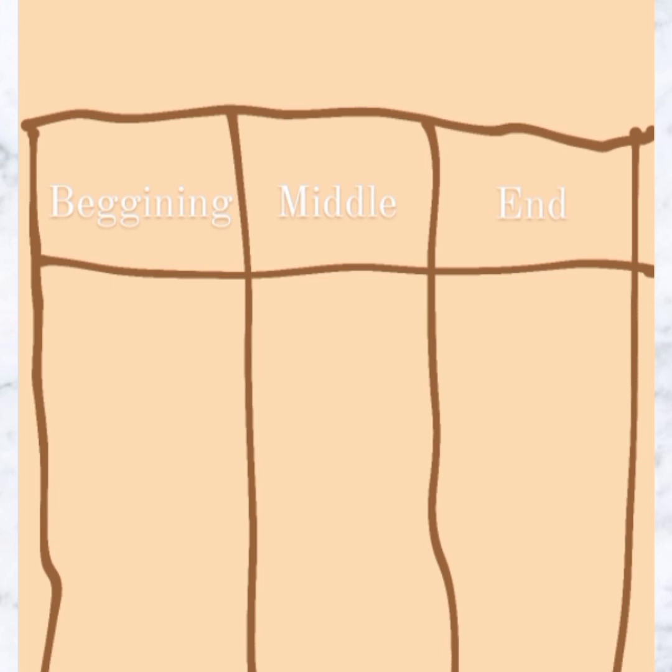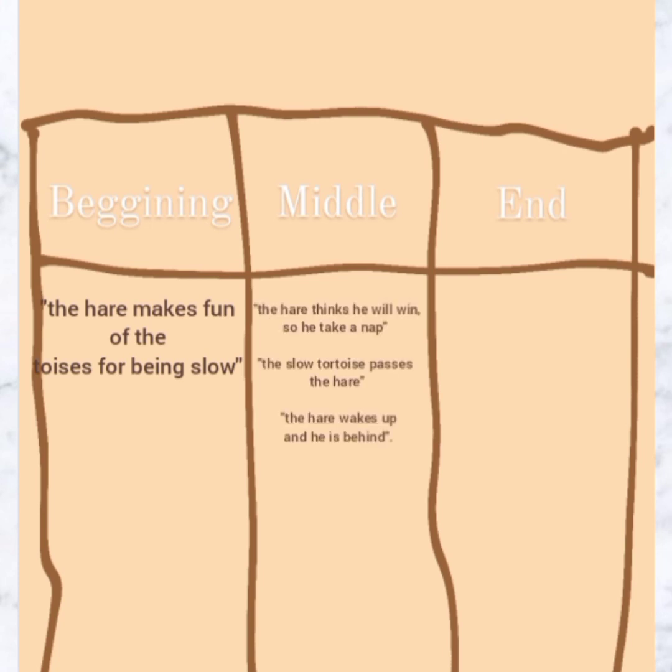The hare makes fun of the tortoise. The hare makes fun of the tortoise for being slow. Then ask the student what happened in the middle of the story and write their answer in the middle box. The hare thinks he'll win, so he takes a nap. The slow tortoise passes the hare. The hare wakes up and he's behind.